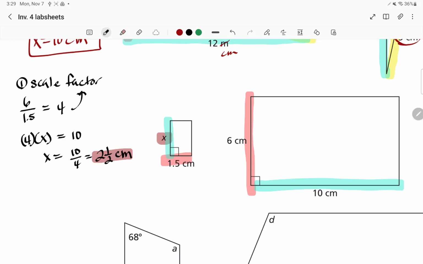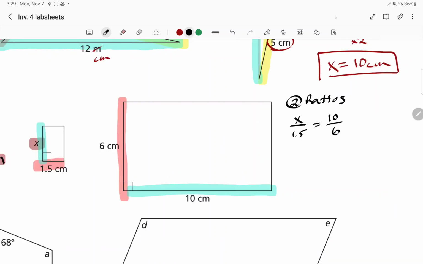Now let's do that using ratios. So here's our proportion, setting two equivalent ratios together. So x over 1.5, and since the x is turquoise, I put the turquoise number on top over here as well. So 10 over 6. So then again, I think to myself, well, what do I do? Well, I multiplied by 4.